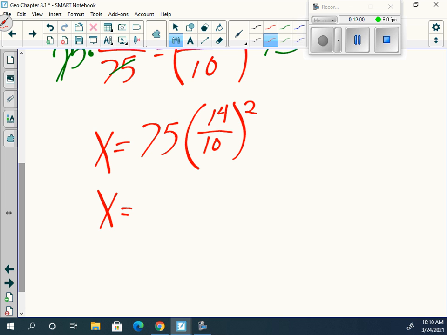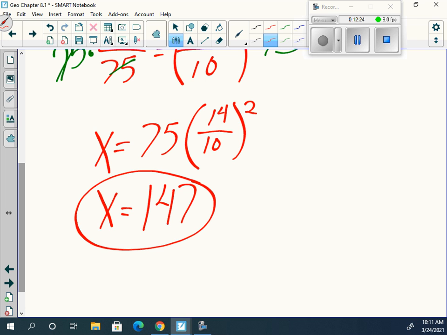Now, I have a feeling most of y'all are doing this in the calculator already, because what we can type in is 75 parentheses 14 over 10 close parentheses squared. We can actually type it in like this here and hit enter, and it will actually give us the answer. What is it? 147? So it'll actually give us the answer straight out. So on the last one we had it flipped, which would have given us a little bit different answer. And we get this here.